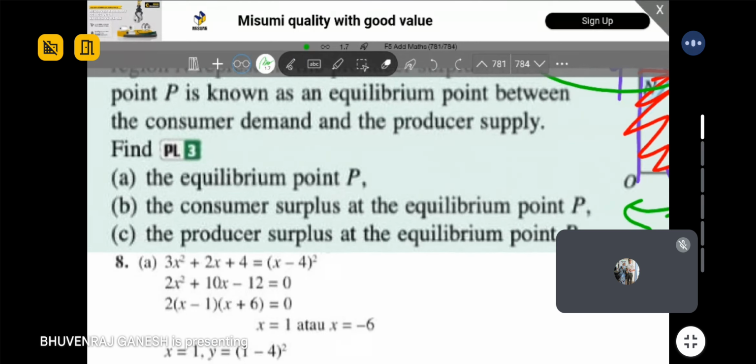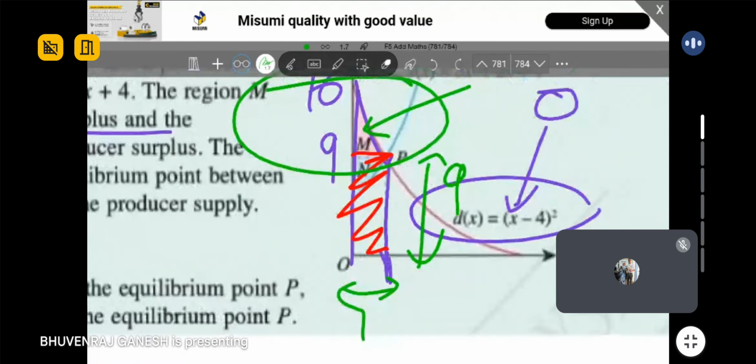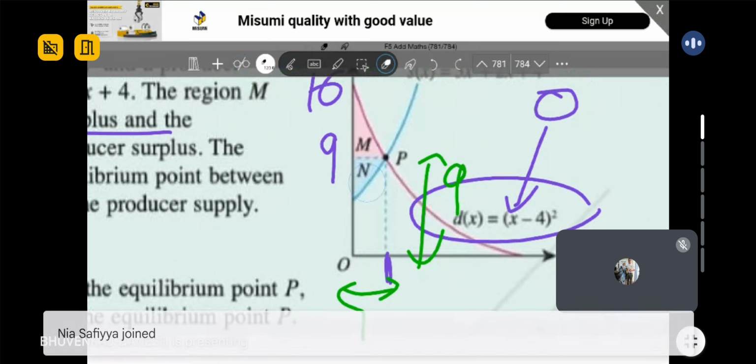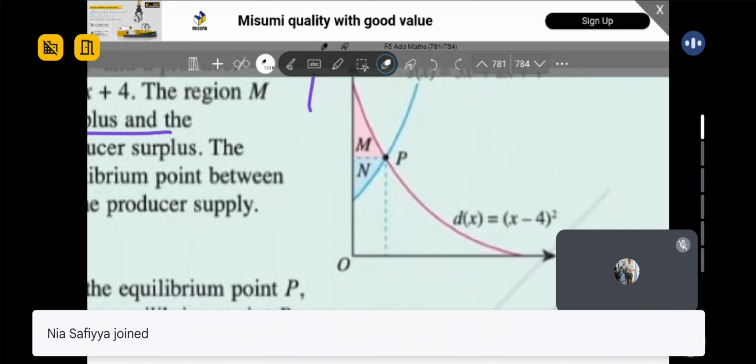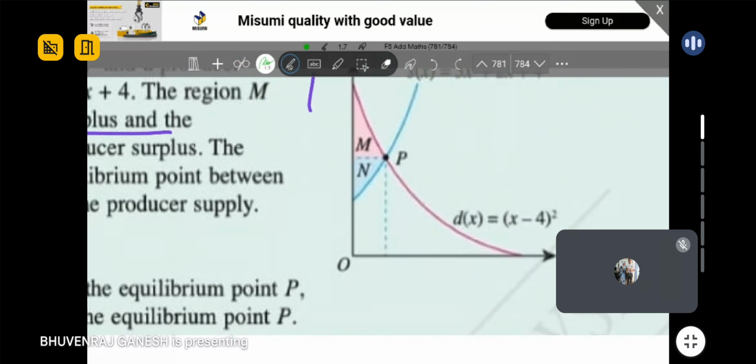So for part C, they ask you to find region N. The area for region N. So if you refer to region N, which one is easier, guys? What do you think? Mana lebih senang untuk buat? Paksi X atau paksi Y? Try to give your opinion.